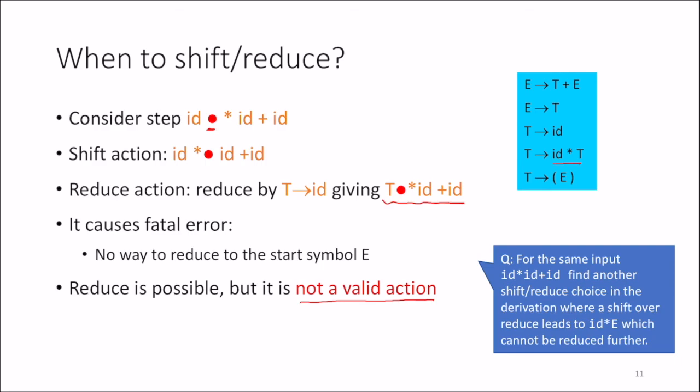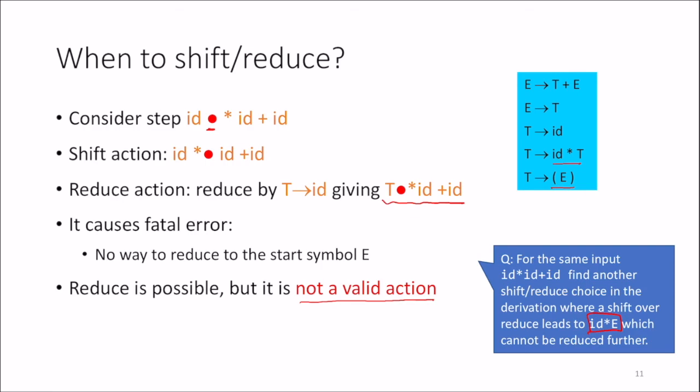So I showed you this example on this slide, but if you go back to the slide where we go through the entire derivation, look for another shift-reduce choice somewhere in the derivation where a shift over the reduce leads to this state over here, which, as we can see, cannot be reduced any further because E would be right before the separator, and you couldn't reduce E any further because the only place that E occurs on the right hand side is over here, right, with the parentheses.